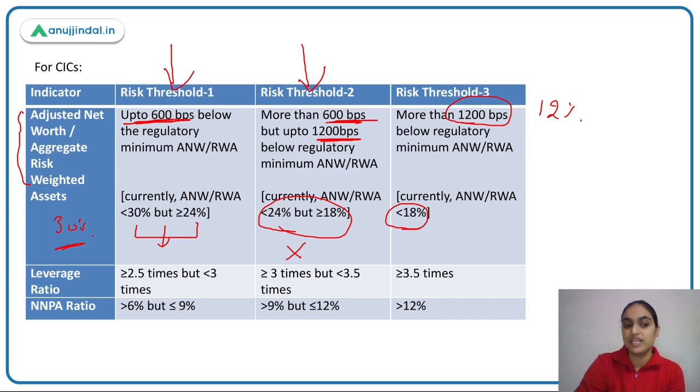Then talking about the leverage ratio, so the more the leverage, that means your position is deteriorating. So if you are maintaining it at between 2.5 to 3, then you are under risk threshold 1. If between 3 to 3.5, then risk threshold 2. And if more than 3.5, then risk threshold 3. Or NNPA ratio ki requirement same hai jaise ki baki NBFCs deposit taking or non-deposit taking ki thi.